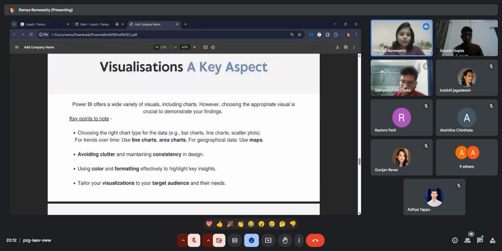Also, using colors and formatting, as I said, as an example of gender, we can use the colors to indicate, and formatting will definitely help us to highlight the key insights.